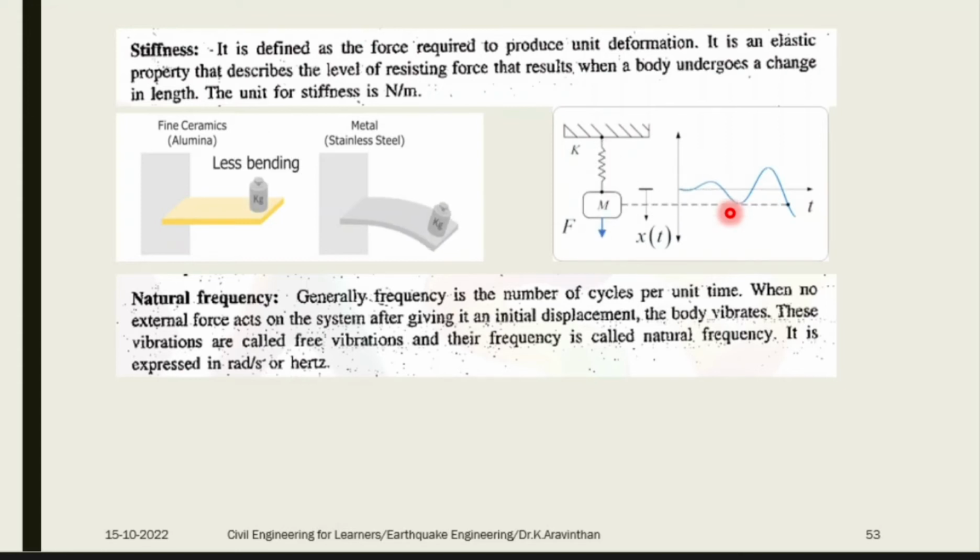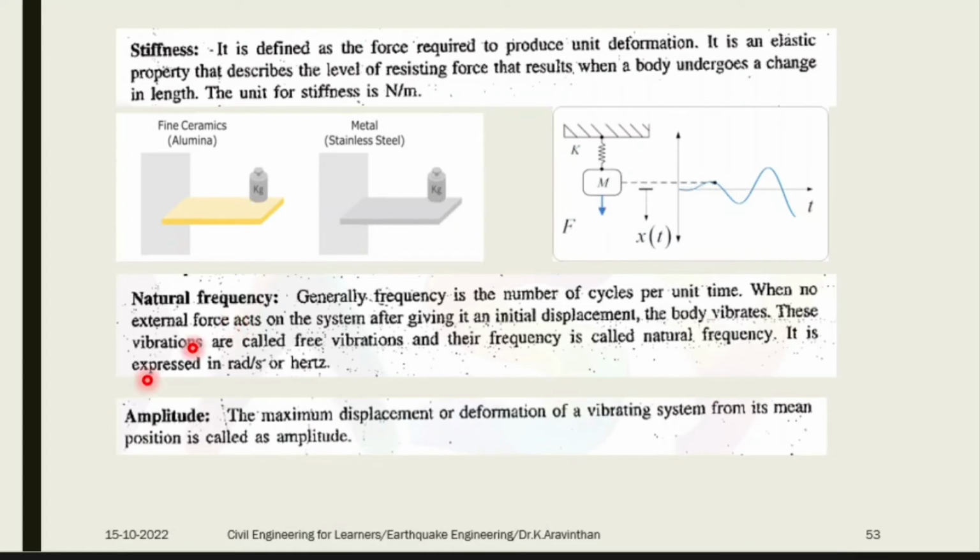So this is the purpose of that. In order to find that, you have to plot this kind of graph. When plotting this displacement graph, you can find a parameter called natural frequency. What do you mean by natural frequency? In the last class I discussed omega n equal to root of k by m. Another component is amplitude. What do you mean by amplitude?